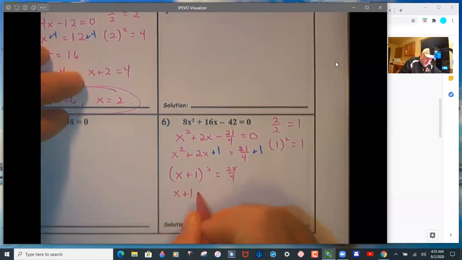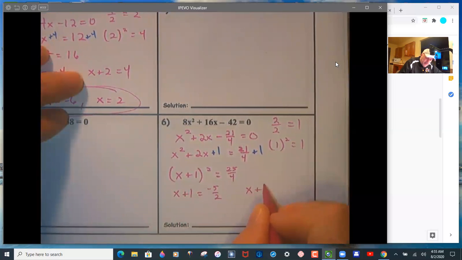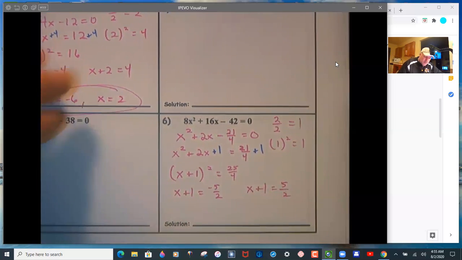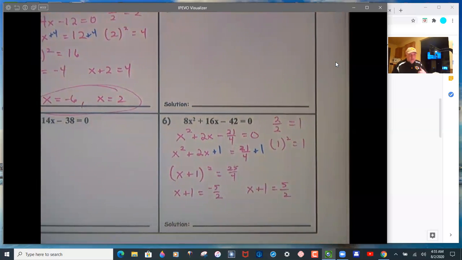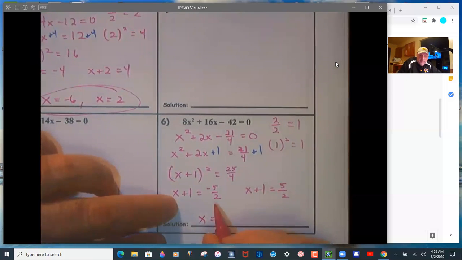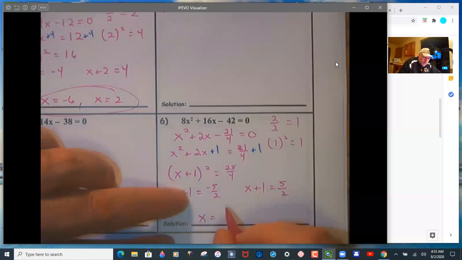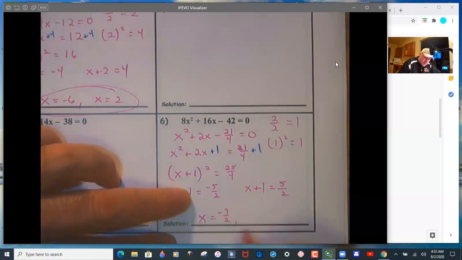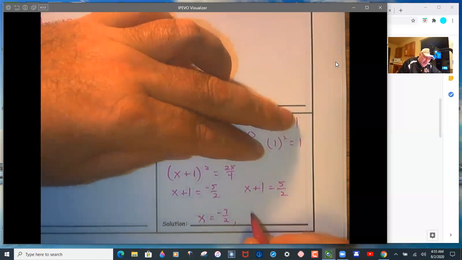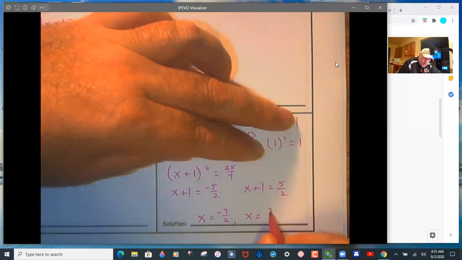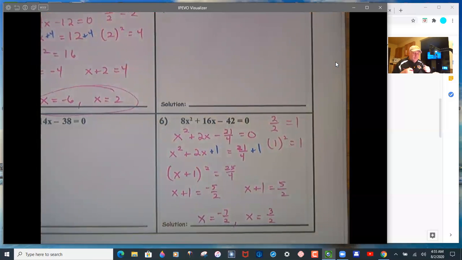So now square root both sides. And it equals the positive and the negative. And now you subtract 1. So negative 5 halves minus 2 over 2, negative 7 over 2. And then 5 halves minus 2 over 2 is 3 halves. So you make 1, 2 over 2.